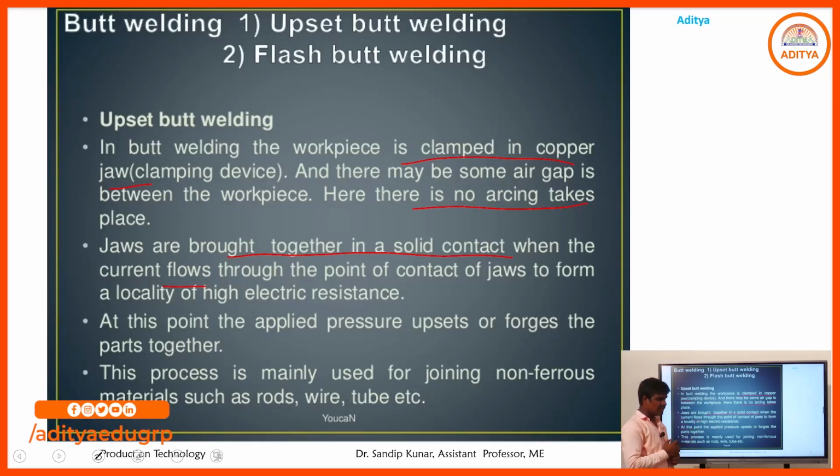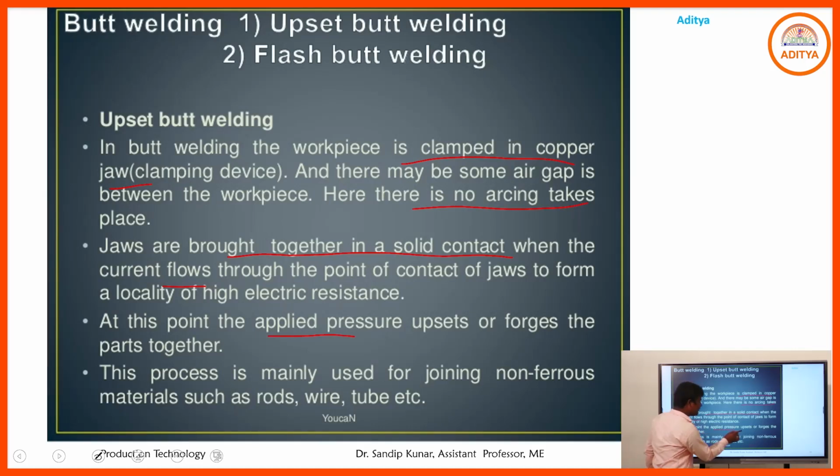When the current flows through the point of contact of the two jaws, it forms a locality of high electric resistance, meaning both the materials we kept nearby are held by the jaw arrangement. At this point we apply the pressure, which forces the parts together. The principle is the same: applying current in the mating zone, some portion will be converted into a plastic state, and by applying the pressure both the plates will be joined.